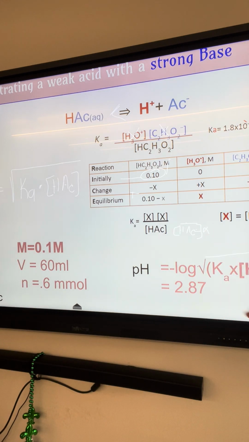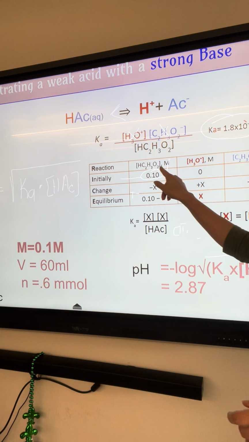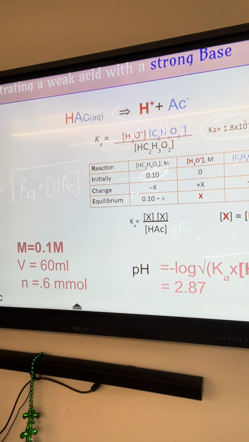So you don't do the negative log of the square root of it? Yes, the negative log of the square root of these two multiplied, yes. How do you find the Ka again? The Ka is given to you, and the initial concentration is given to you. So you do the Ka times the initial concentration, square root of that, right? Negative log of that. Go ahead and do it, and make sure that you can find that.